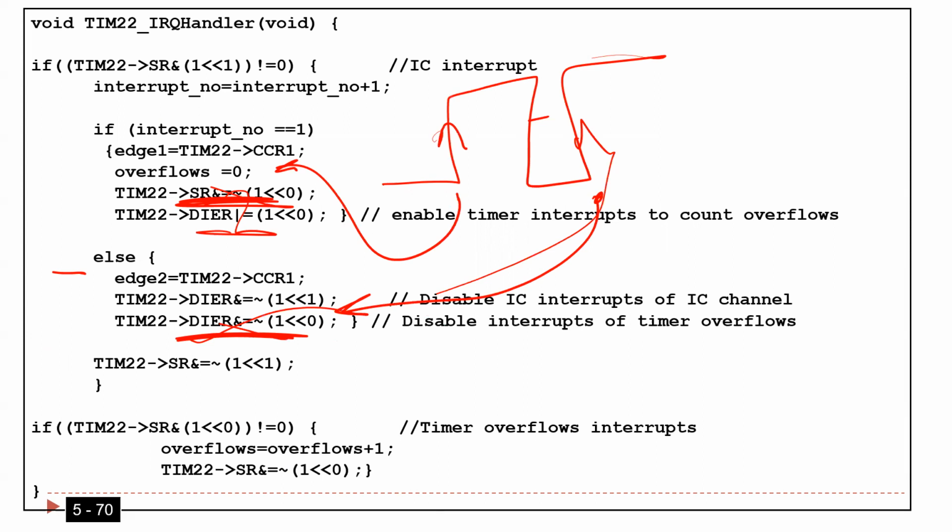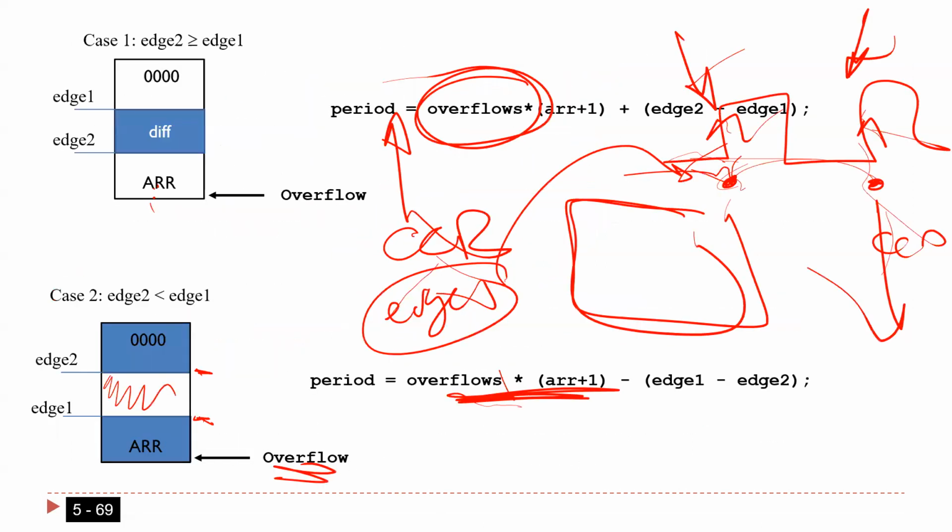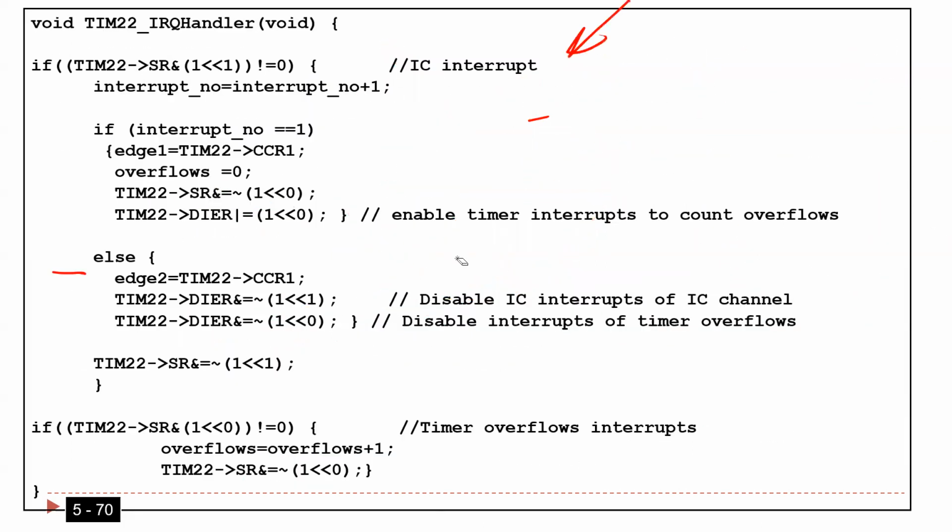So here, very simple. Here's the interrupt timer. I'm going to enable it here. I'm going to disable it here. And then here is where you are going to do the calculation. Also, as you see here, guys, I'm going to disable input capture. Also, I'm going to disable the timer overflow after the second one.